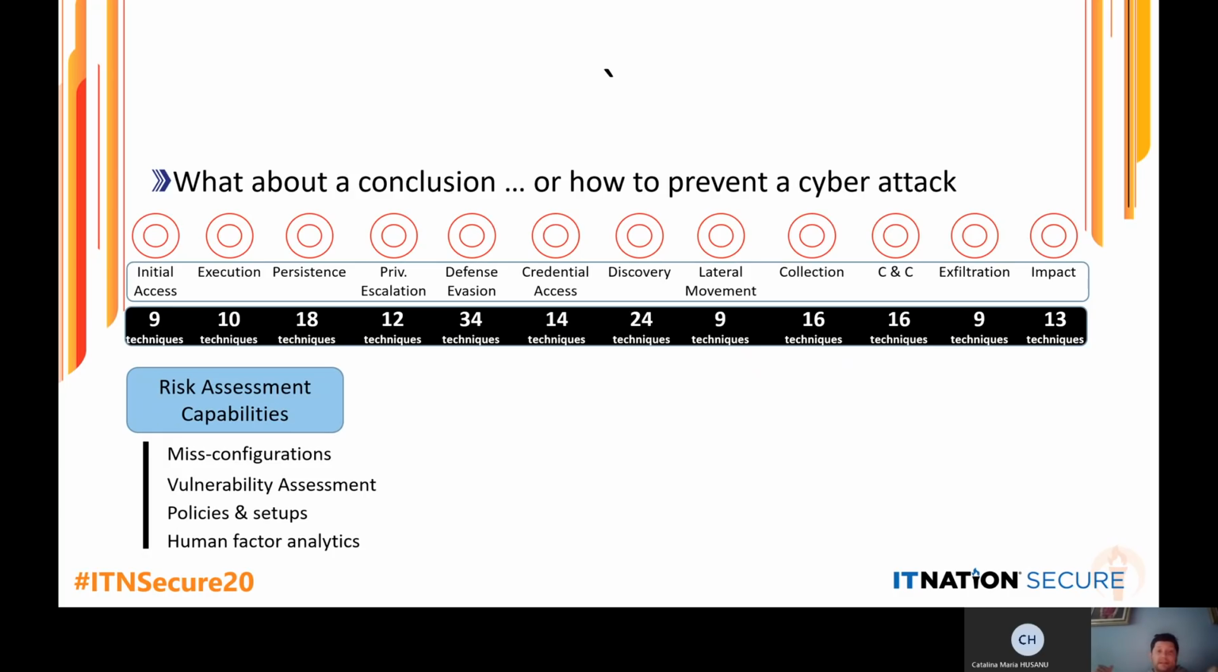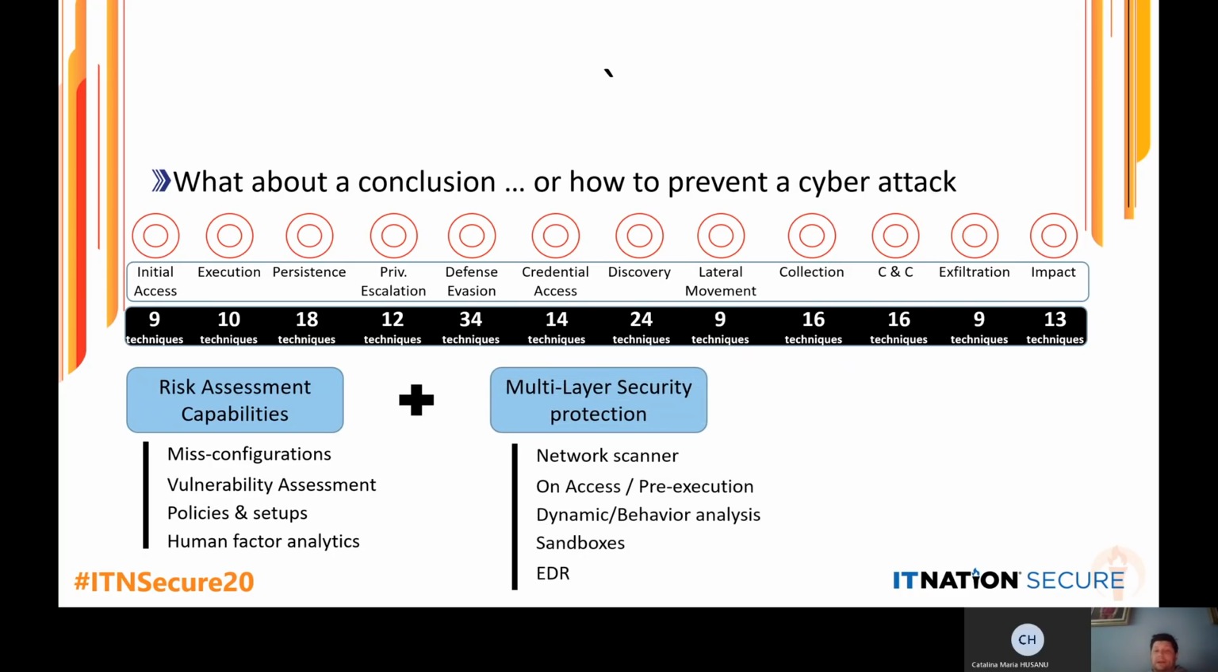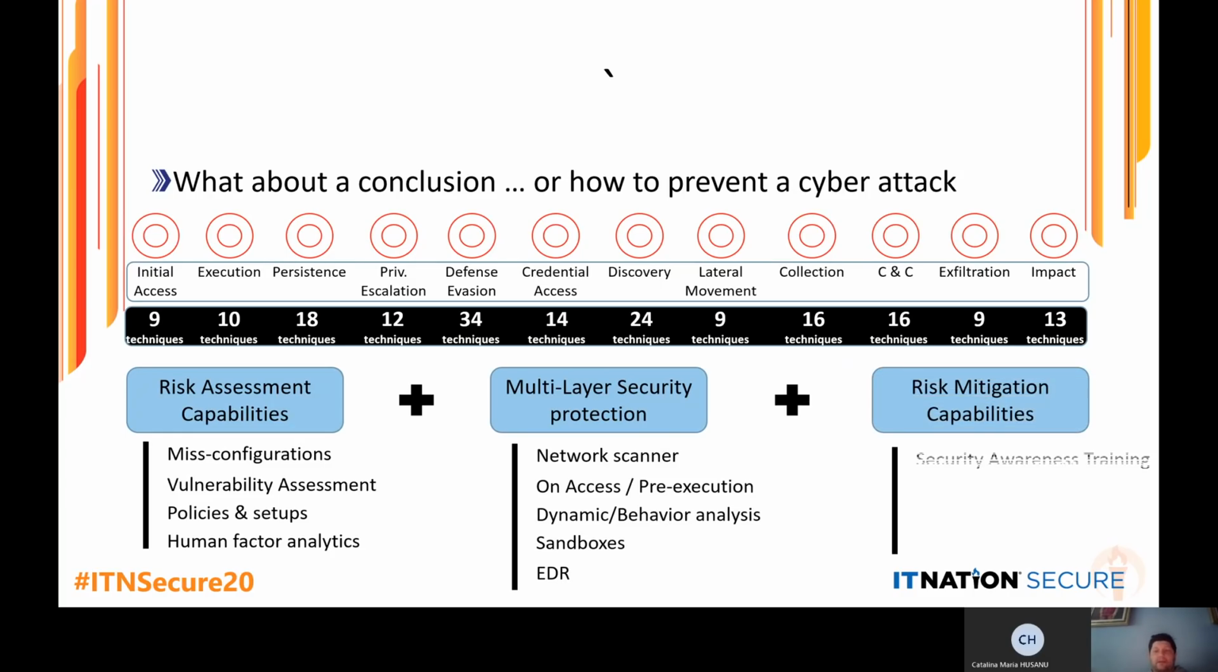So, what should we do in order to have a proper security posture in this case? We need risk assessment capabilities, meaning misconfiguration analysis, a vulnerability assessment tool, a way to analyze policies and setup, and human factor analytics. We also need multi-layer security protection, meaning a network scanner, on-access pre-execution, dynamic and behavioral analysis sandboxes, and yes, even if it's not protection, an EDR at least to gain some information in time about some of the things that could happen. And finally, but also really important, risk mitigation capabilities: security awareness training, patch management, firewall rules, and policy management.